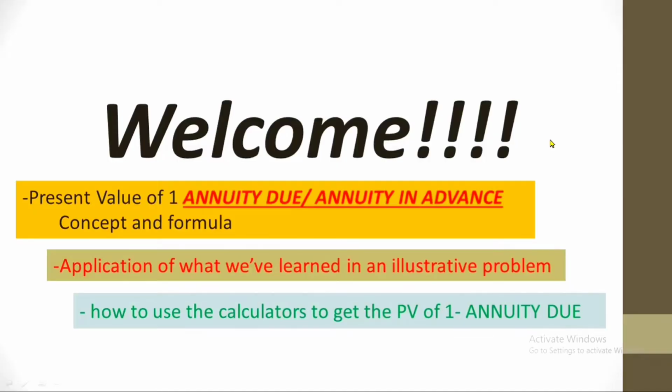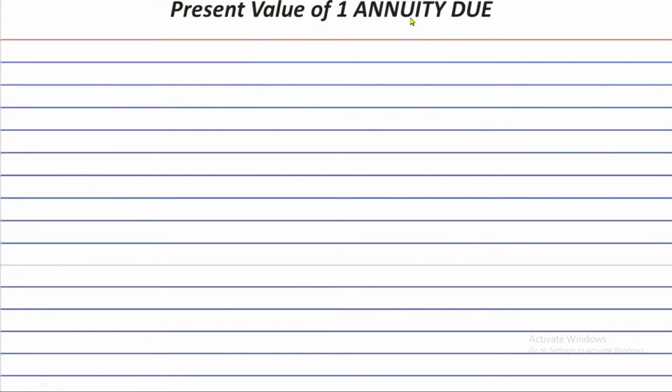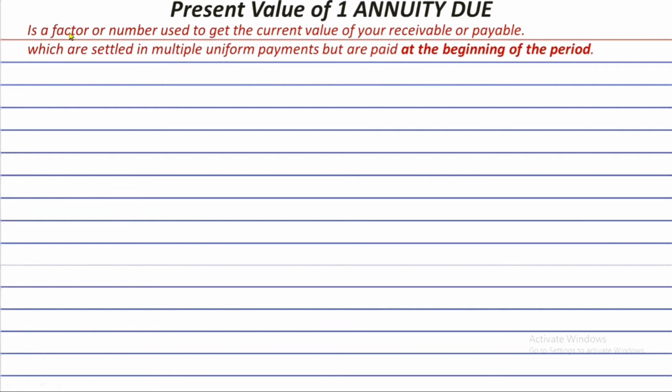So, what is this present value of one annuity due or annuity in advance? It is a factor or a number used to get the current value of your receivable or payable, which are settled in multiple uniform payments, just like the ordinary annuity factor. But the twist with this one is that the multiple uniform payments in the annuity due or the annuity in advance are paid at the beginning of each of the periods. So I'm going to highlight beginning of each of the periods. So don't be confused, okay?